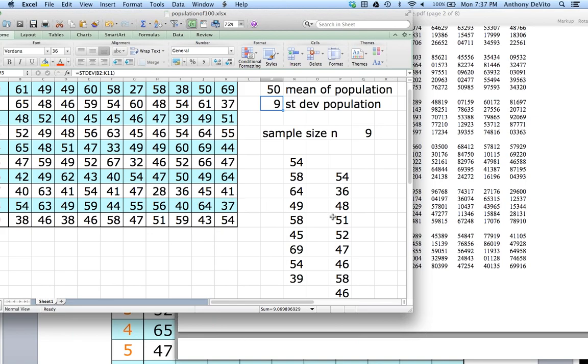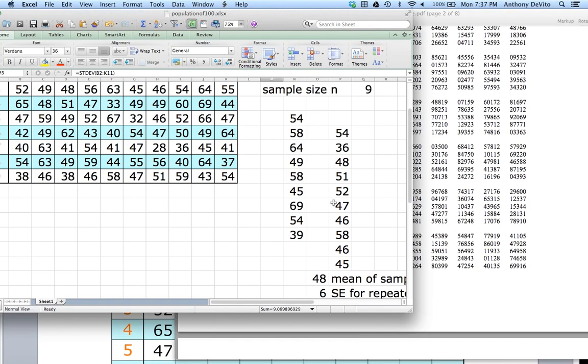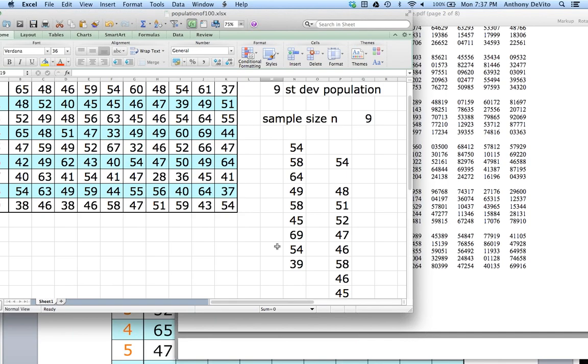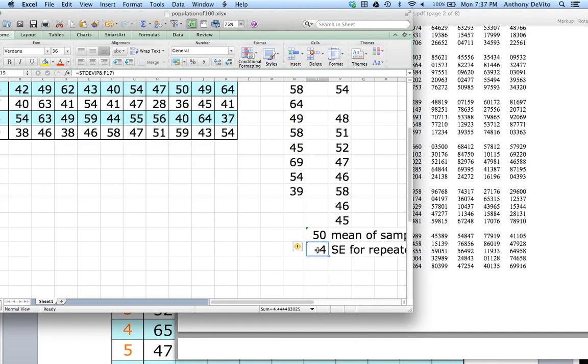Yeah, I'm trying to make it work out. Okay, I'll take 36 out also. See what happens if I take 36 out. Well, we wound up with a mean of exactly 50 and a standard error of 4. So the comment that brought that up: if you take 65 out, why don't you take 36 out also? Well, I did, and as a matter of fact, look at this. I got a pretty interesting result. I got a mean exactly the same as the population, and I got a standard error of 4.